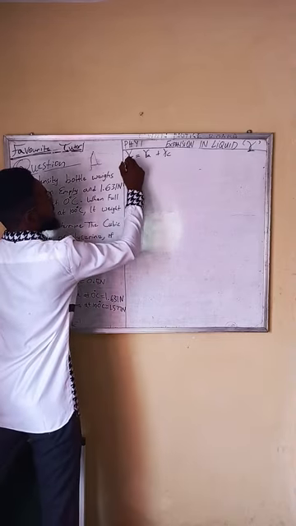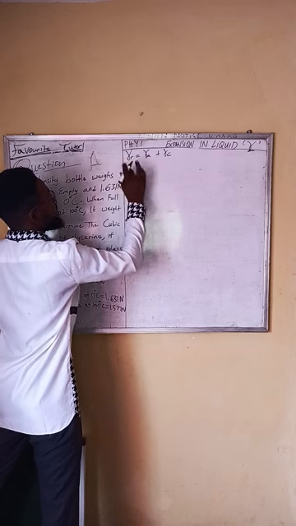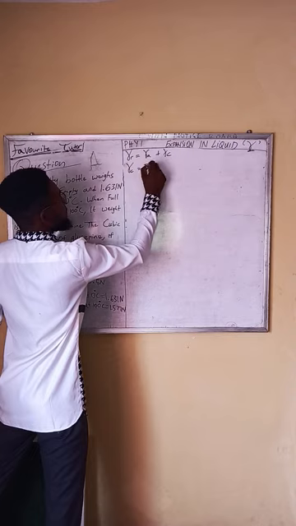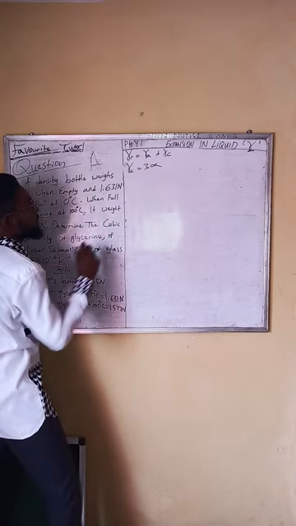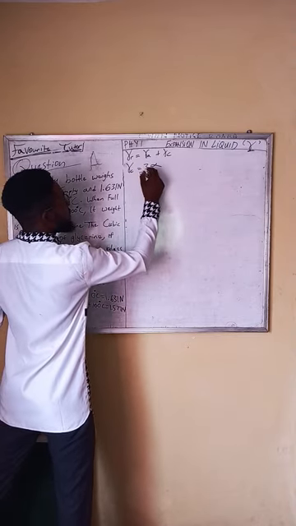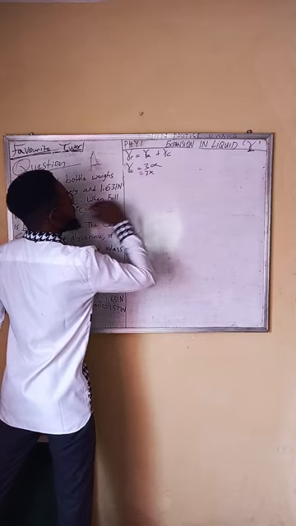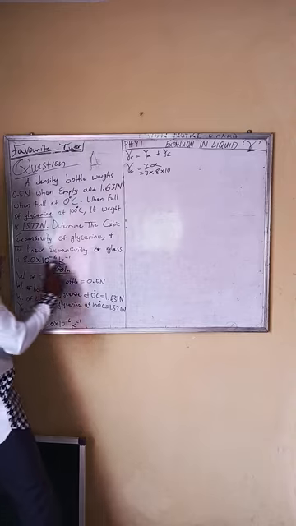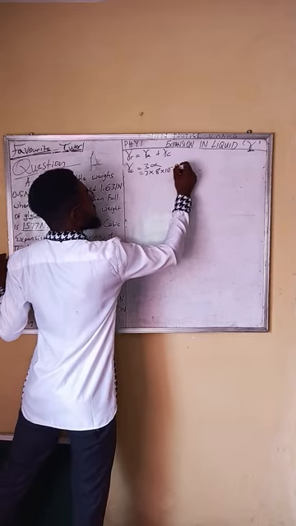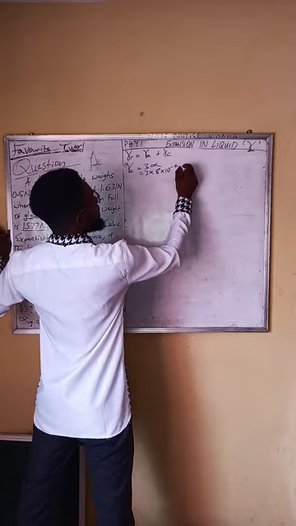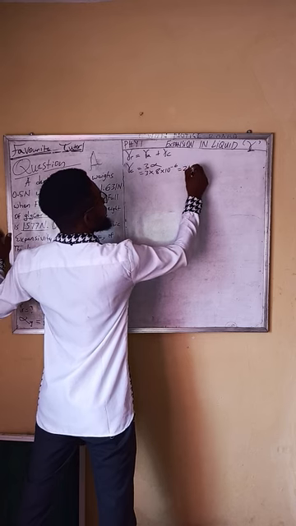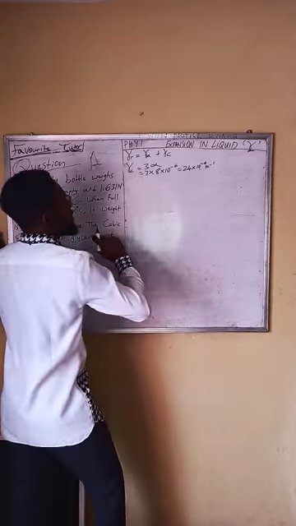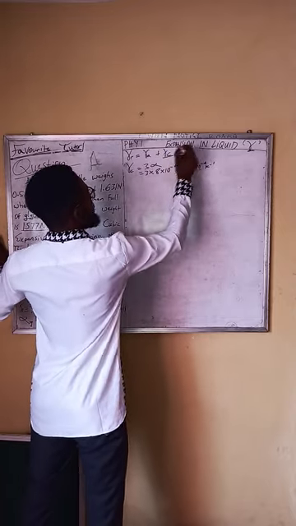So therefore, the cubical expansivity of the containing vessel is equal to 3 times the linear expansivity, which is equal to 3 times 8 times 10 raised to the power of minus 6, which is equal to 24 times 10 raised to the power of minus 6 per Kelvin. Okay, we got this one.